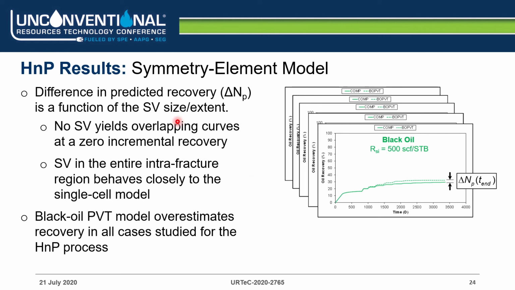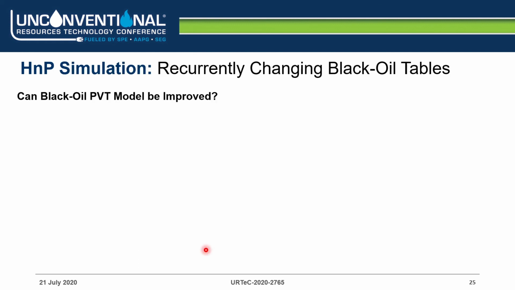And one thing to take away from this symmetry element model for the Huff-n-Puff is that the black oil PVT model overestimated the recovery for all the cases, not just the ones that were shown here. So say you don't have an equation of state, or you want to use the black oil PVT model for many reasons, one of them being that compositional models run much slower than a black oil model. Is there any way to improve or alter the black oil PVT model such that it can predict these recovery processes with a higher degree of accuracy than what we have seen so far?